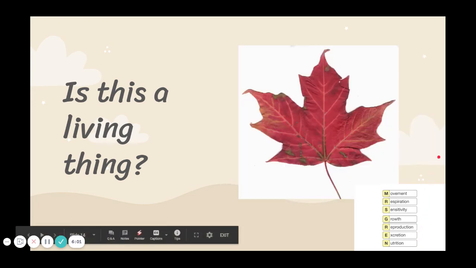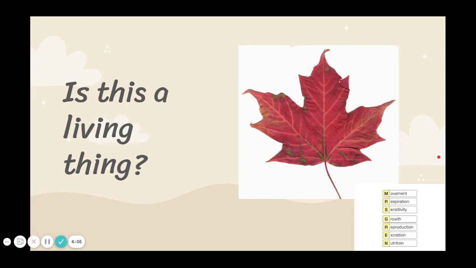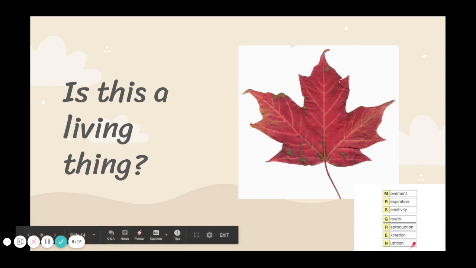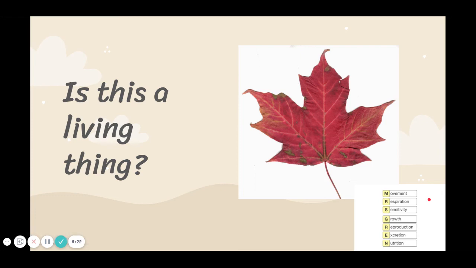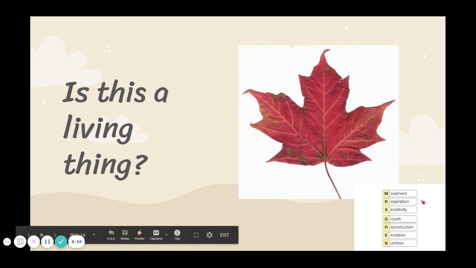Is this a living thing? Give me a thumbs up or a thumbs down. This is not a living thing. It used to be a living thing when it was attached to a tree. It used to do these things. But now it's fallen off the tree, it does not do all of these things, so it is no longer living. We would call that dead. This leaf is dead. It used to move, it used to breathe, it used to react, but now it cannot do any of these things.